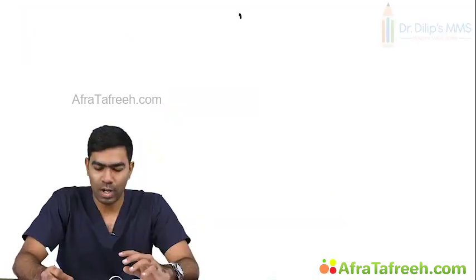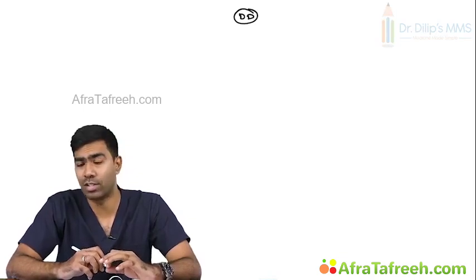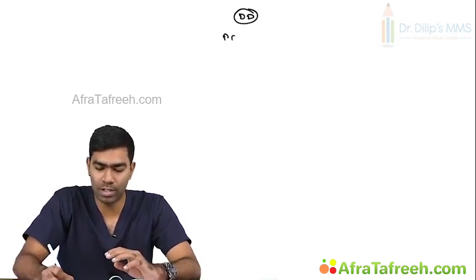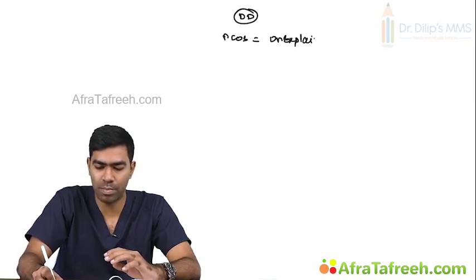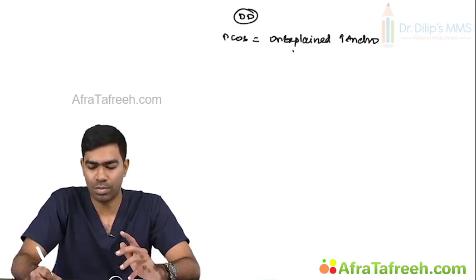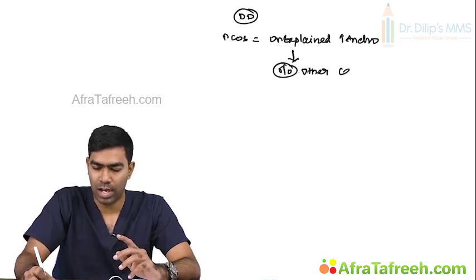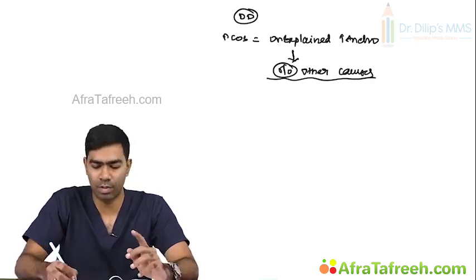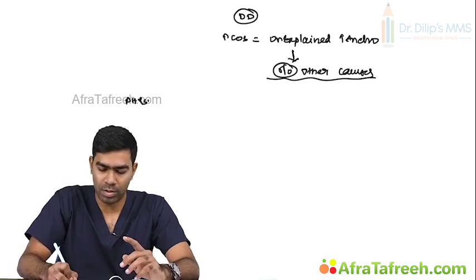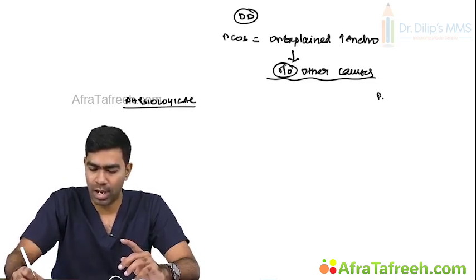Then what are the differential diagnoses for PCOS? I am telling this differential diagnosis because you have to know the etiologies of hyperandrogenism, because we know that PCOS is equal to unexplained hyperandrogenism, which means you should not be able to explain that hyperandrogenism, which also comes to a conclusion that you have to rule out definitely other causes of hyperandrogenism. So what are the miscellaneous or other causes of hyperandrogenism? I can divide into physiological hyperandrogenism and pathological hyperandrogenism.